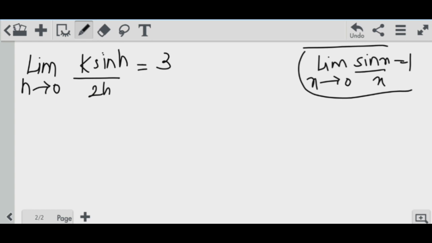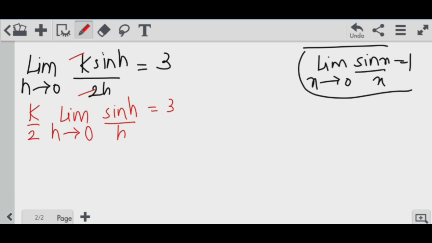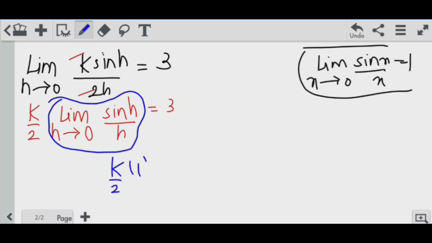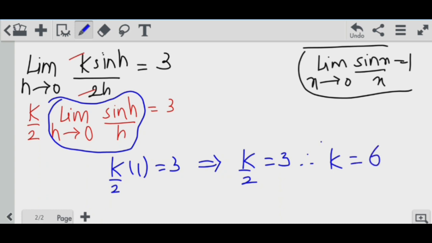Let's see what happens when we substitute. So here k and 2 are constants. I keep them outside, k by 2 as it is. So you are left with limit of sin h divided by h as h tends to 0, which is equal to 3. The value of limit of sin h by h as h tends to 0 is 1. So we are left with k by 2 into 1 is equal to 3, which implies k by 2 is equal to 3. We get k to be 6. The value of k here is 6.